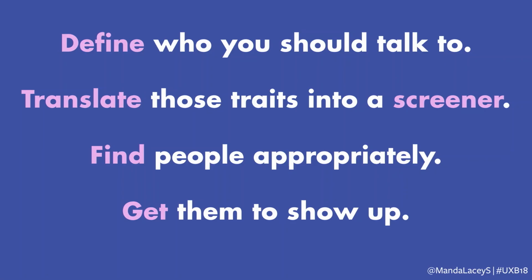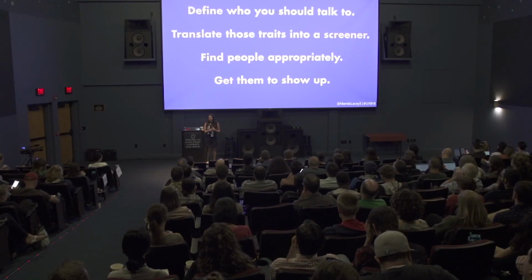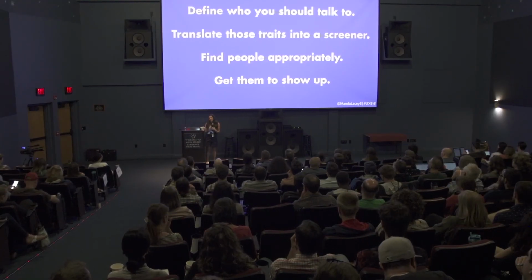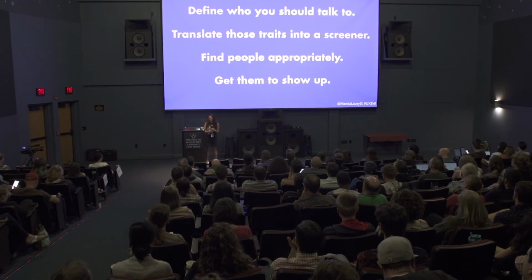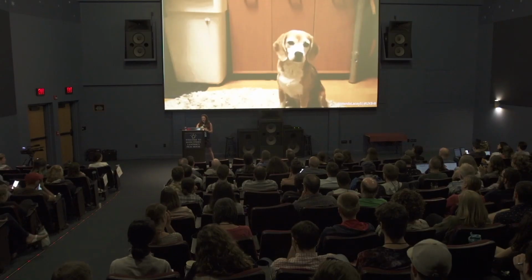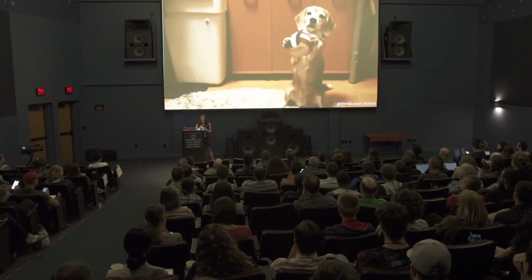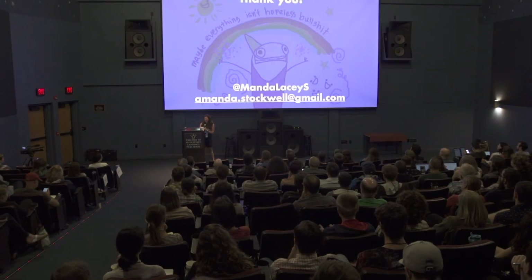Okay, so in summary, in order to get the right research participants, these are very basic steps, but there's a lot that goes into them, so I just want to leave you with this. Make sure that you define who you want to talk to and why it's important that you're talking to them. Translate those things into a screener that's well written. Find those people in the right places, and then get them to show up and value their time, so that hopefully we can all end with success.